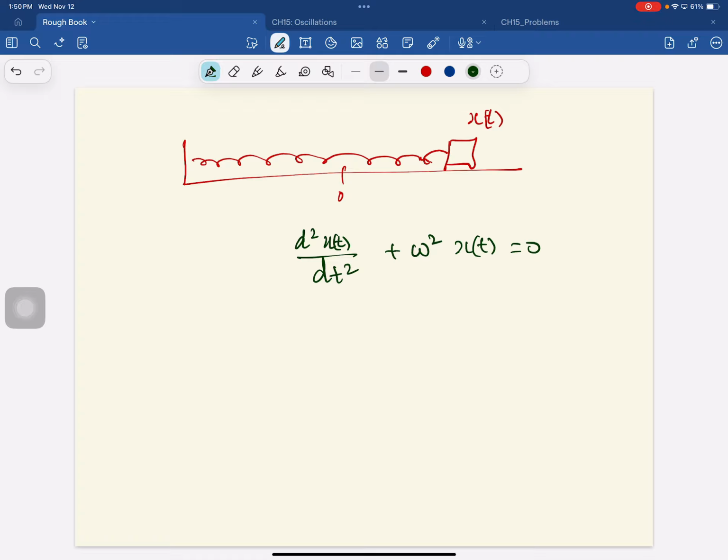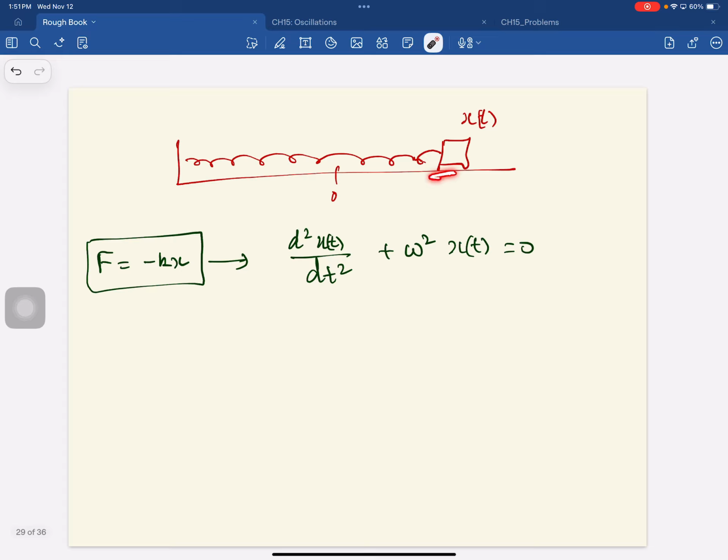And how did we get this equation? We got it from the only force acting on this, which was the spring force. Now, if you want to add friction, you have to add an additional force. And here's how we model this.